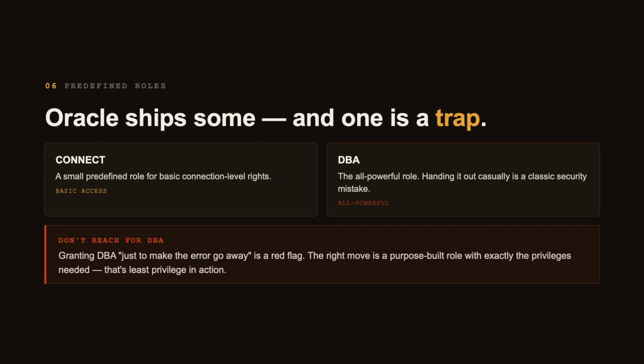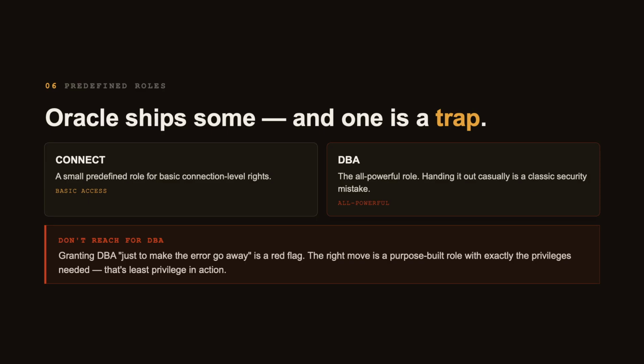It's incredibly tempting. A developer hits a permissions error, and the quick fix is to just grant them DBA and move on. But granting the all-powerful DBA role casually is a classic security mistake. You've now given someone the keys to the entire database to solve a problem that needed one specific privilege. So if an interviewer describes that scenario, the red flag to name is reaching for DBA. The right move is to create a purpose-built role with exactly the privileges required and nothing more.